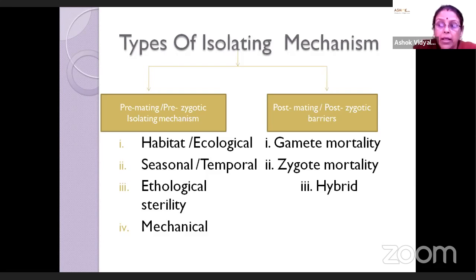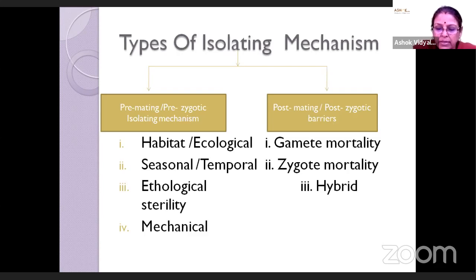That means the male gamete is ready and the female gamete is ready, but they have a particular lifespan, and if there is no fusion between them within that time period, then obviously they are of no use, and this is known as gamete mortality.